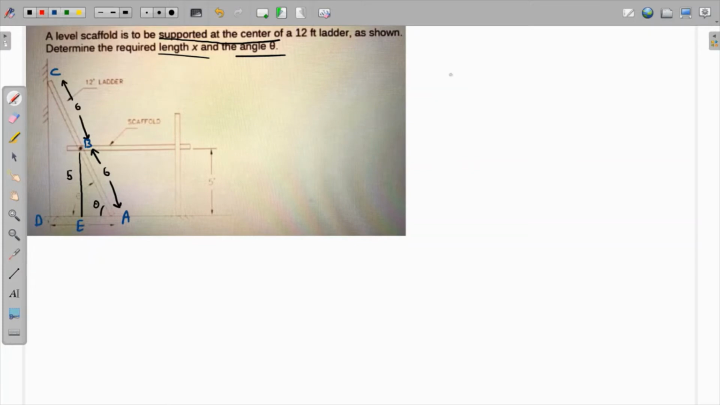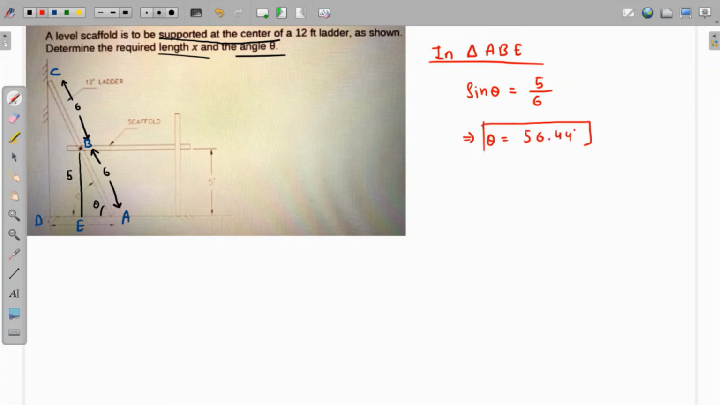So first off, in triangle ABE, it will be sine, right? Because sine relates the opposite and the hypotenuse, and we know the opposite, which is 5, and the hypotenuse as well, which is 6. So we can easily get the value of theta from here, which is 5 over 6, and the sine inverse of this value is coming as 56.44 degrees up to 2 decimal places. That is the answer to one of the parts.